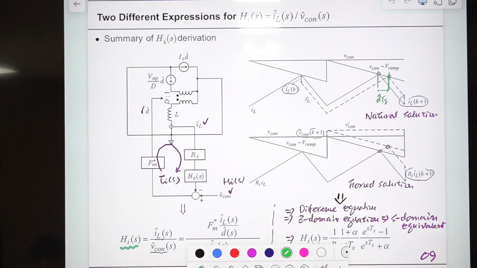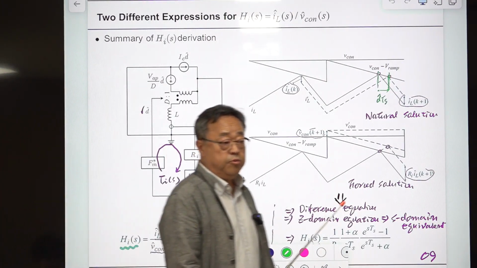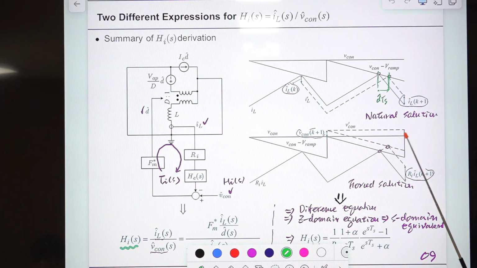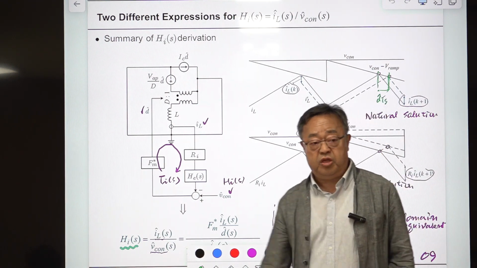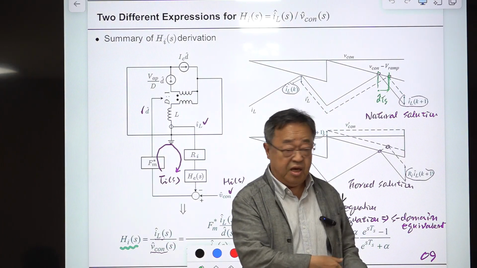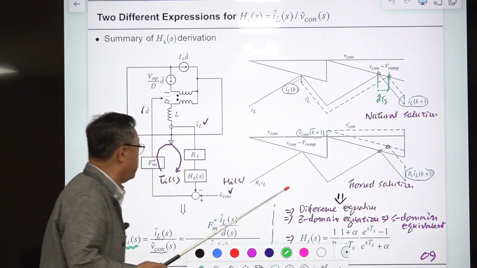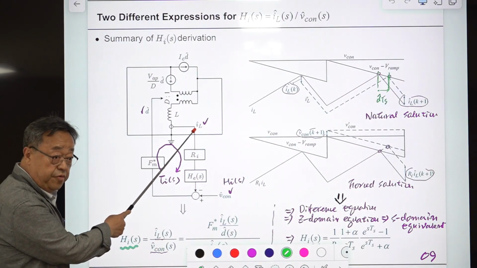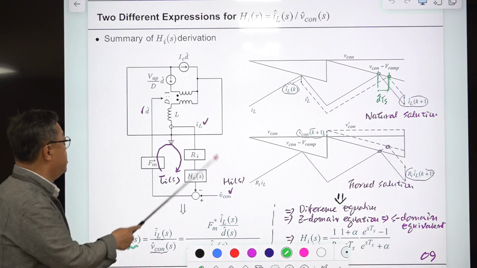Okay. This is the continuation of the previous part of the lecture. This is lecture 10, right? Short lecture 10. And let me review this. Right? So in the previous lecture slide, we derived two different equations for the HIS. HIS is the transfer function from this control voltage to this inductor current. So that was HIS.